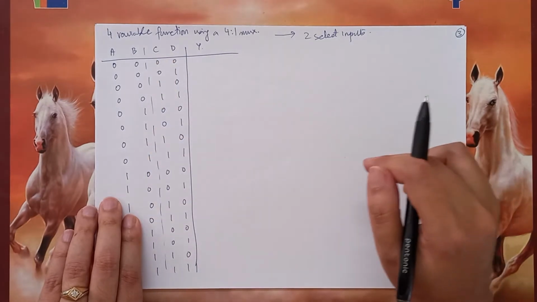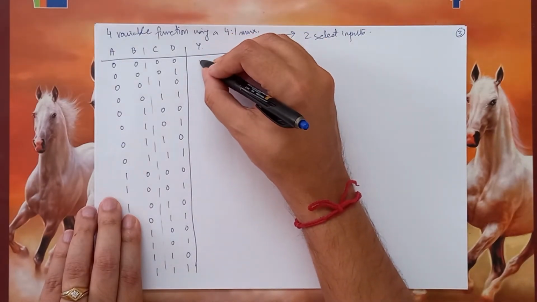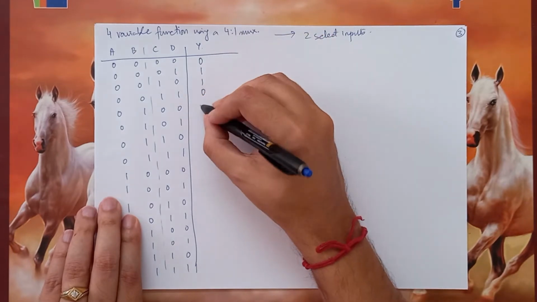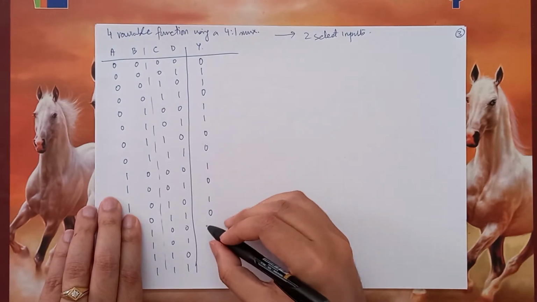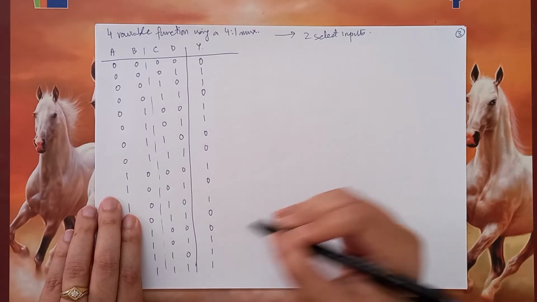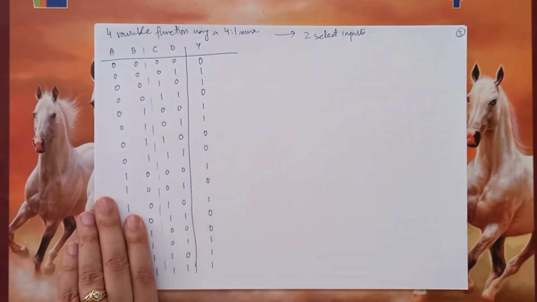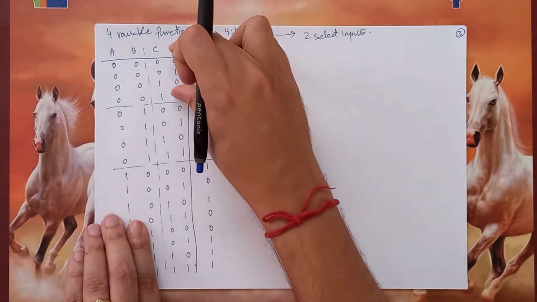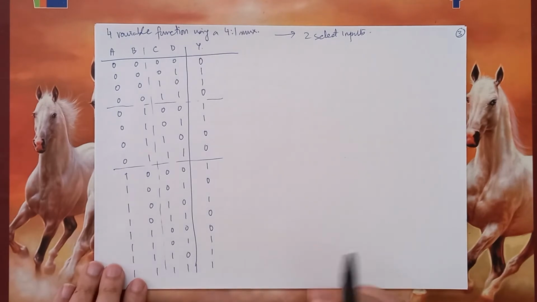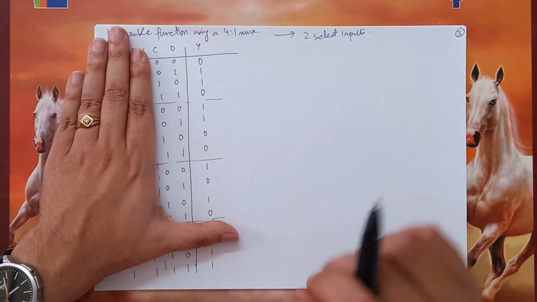Alright. So what we will now do is that, first let me fill up the Y column. Now for every period of C and D, that is after every 4 rows, we are going to draw a line. Notice that after every 4 rows, CD combinations are repeating themselves. Alright, now we will cover A and B and express Y as a function of C and D only.